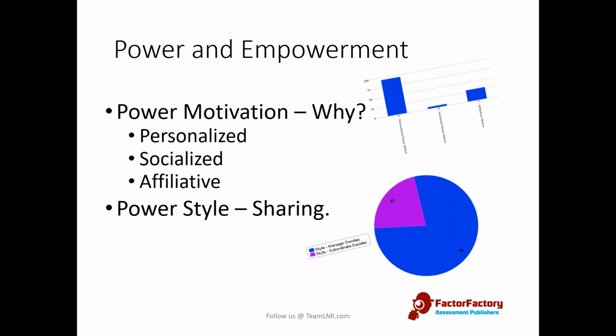And then, down here we have sharing, which, if you see the pie chart there, is the other half of the model: what are my motives for using power, and then how do I use power? The pie chart shows how much of the power that they have do they share with subordinates, and how much of the power that they have do they control and use for themselves in terms of decision making. So a very nice model.